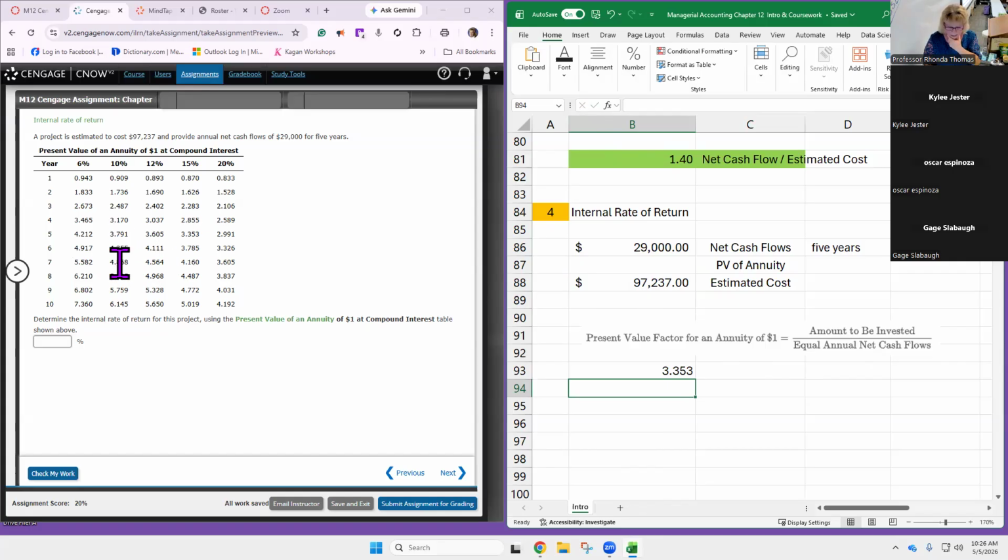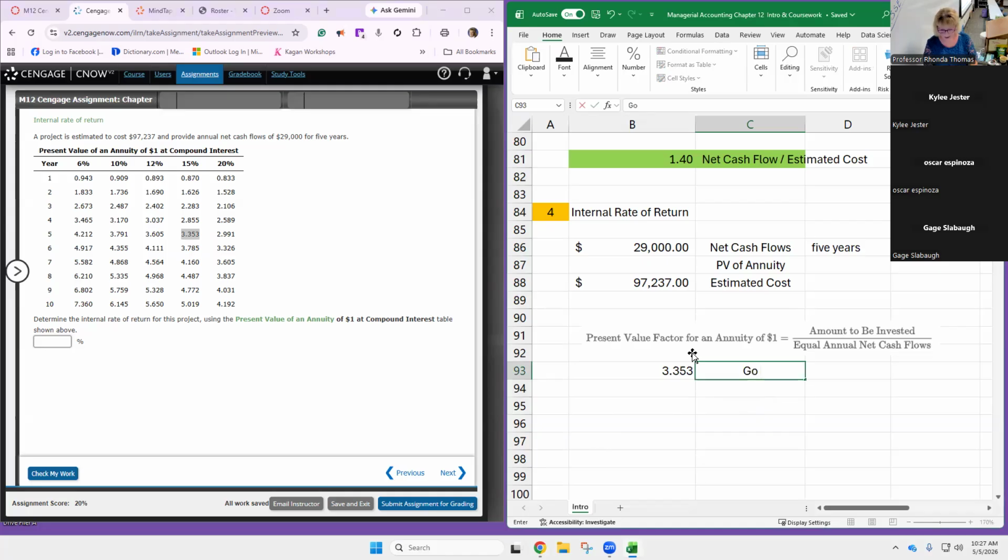So it says determine the internal rate of return for the project using the present value of an annuity table shown above. We got the present value factor. Once again, you have to find a factor that's as close to that as possible. So there it is. It's perfect. There it is, that's the factor. And that means that our internal rate of return is what? 15%.